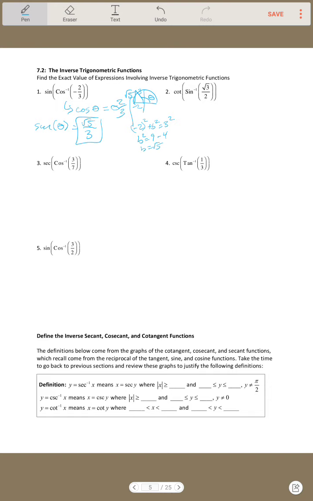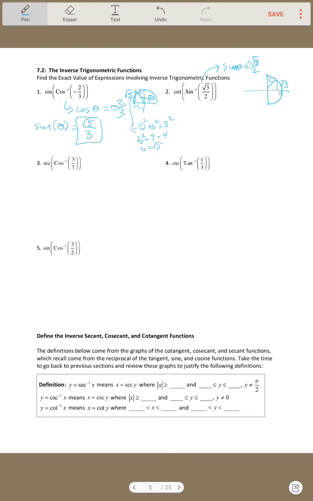Similarly, for number 2, we have sine inverse. So we know that for sine inverse, really this is asking us when does sine of theta equal root 3 over 2? And you can build your right triangle knowing that inverse sine has restrictions from negative pi over 2 to pi over 2. And sine is positive in quadrant 1. And sine would be opposite over hypotenuse.